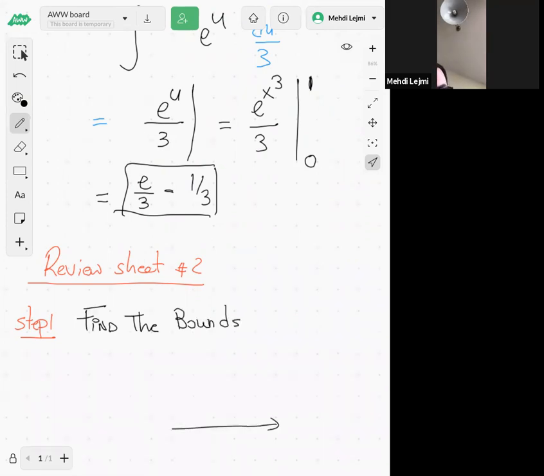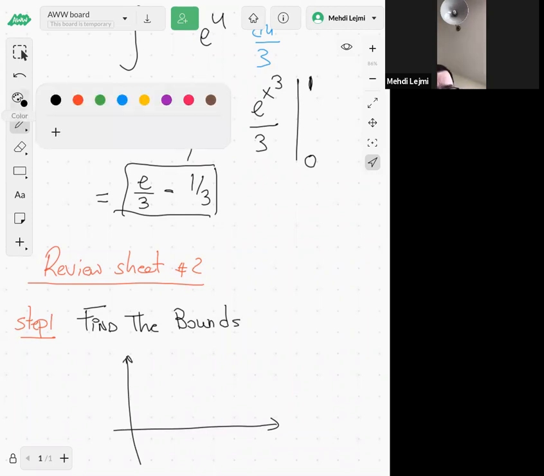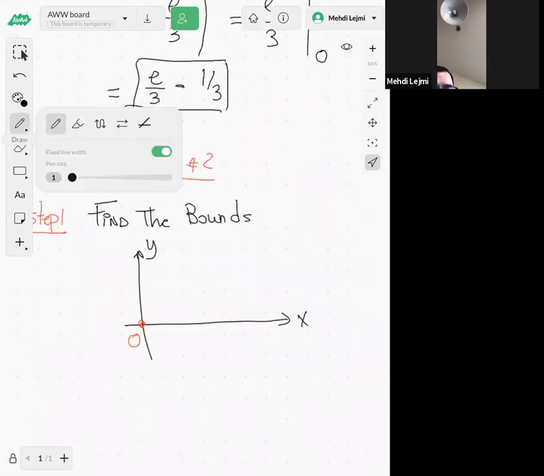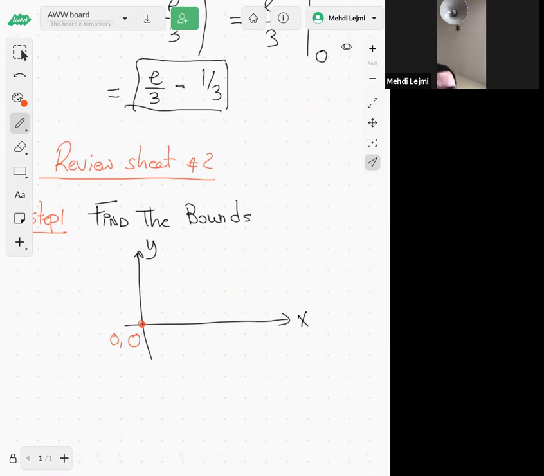So let's see. We have this triangle with vertices. So we have 0, 0. This is my x-axis, of course. This is the y-axis. I'm gonna need 3. Okay, 1, 2, 3. So let's say this is 0, 0. And then I'm gonna need 1, 3. Let's say it's somewhere here. Let's say this is 1, 3.